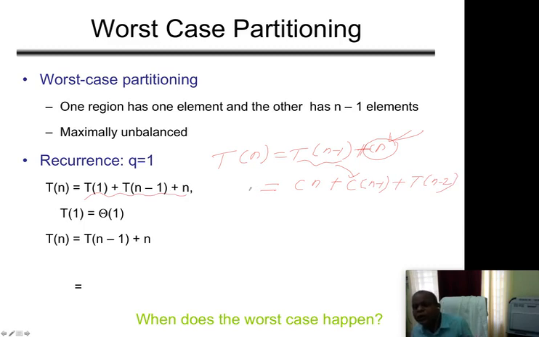But in reality, it doesn't happen. In the worst case, we are thinking that if the partitioning happens like this in every case, then T(n) = cn + c(n-1) + c(n-2) + T(n-3). Finally, we can write T(n) = cn + c(n-1) + ... + c·1 + T(1). Like this we will write.